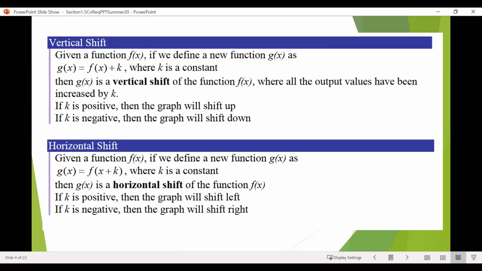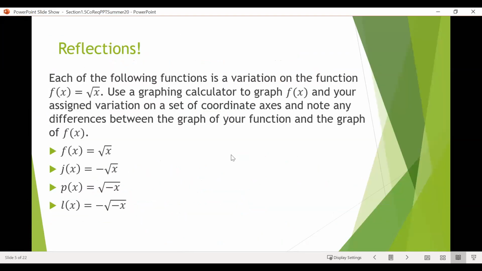All right, let's look at now what happens if we take a function. And in this case, we're going to use f of x equals square root of x, which of our toolkits is that? Right, that's our square root function, because it's square root. And look at what happens if we put negative signs in different places. Okay, so I'm going to go back to Desmos.